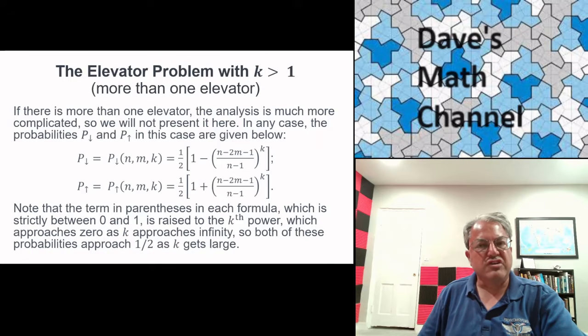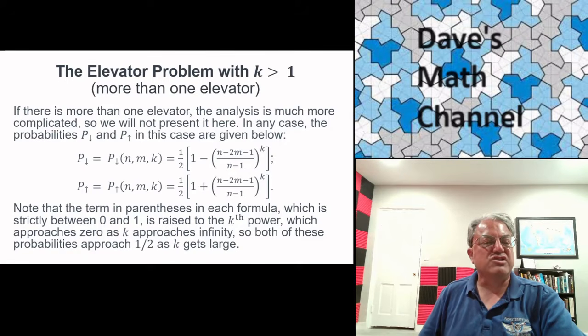The general rule of thumb is that the elevator is more likely to be going in the direction you don't want to go. It's going to be going in the easy direction. So if you're near the bottom of the building, the next elevator is probably going to be going down. If you're near the top of the building, the next elevator is probably going to be going up.